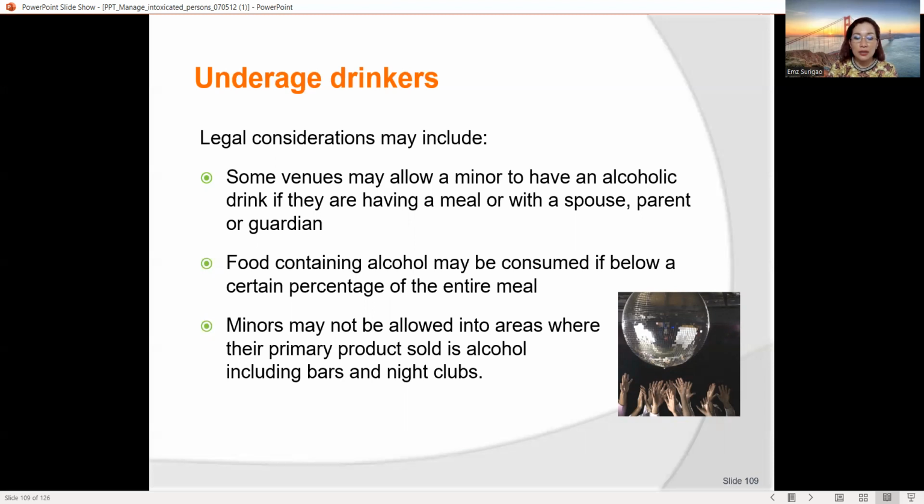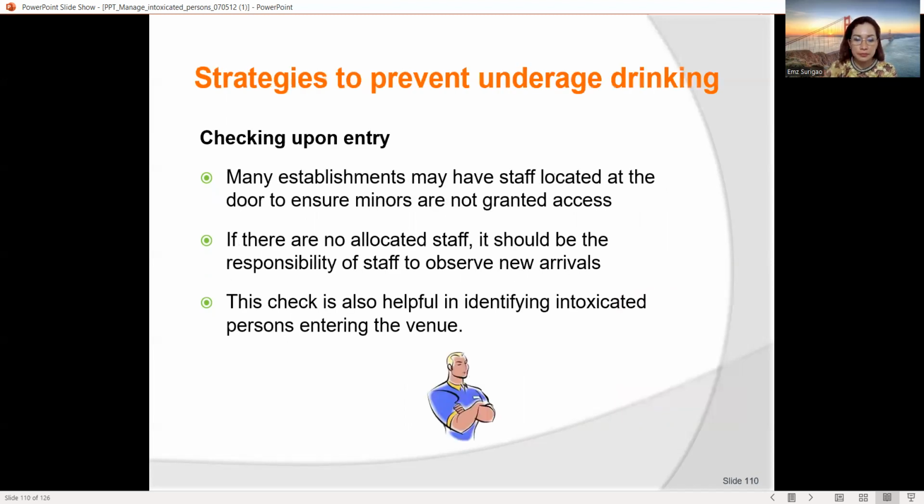Minors may not be allowed into areas where their primary product sold is alcohol, including bars and nightclubs. So minors are not really allowed. I have experienced that in Singapore, where they checked our ID before entering the premises.